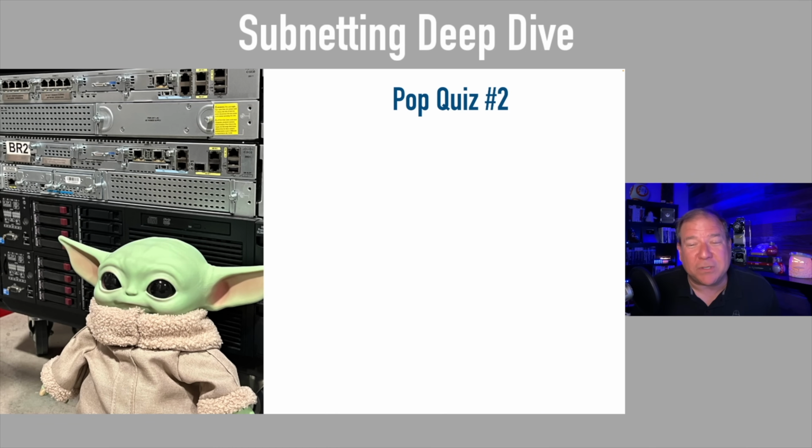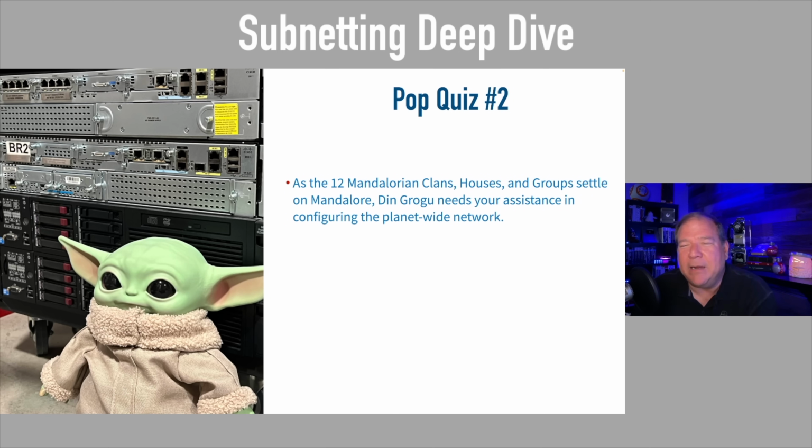Let's take a look at pop quiz number 2. Again, keeping it very Star Wars themed. These are all pictures I took, by the way, with stuff that I have around here. Yes, I do have a Baby Yoda. And here's the scenario. If you watched Mandalorian Season 3, you noticed that after Bo-Katan and Din Djarin went to Mandalore, they decided that sure enough, it was inhabitable. Now the different Mandalorian clans and houses and groups are coming back to Mandalore to settle. I looked it up on Wikipedia, and apparently there are 12 of them. We've got 12 Mandalorian clans, we'll call them.